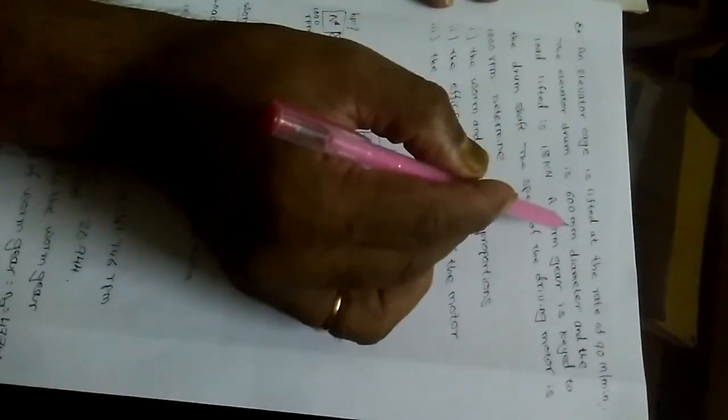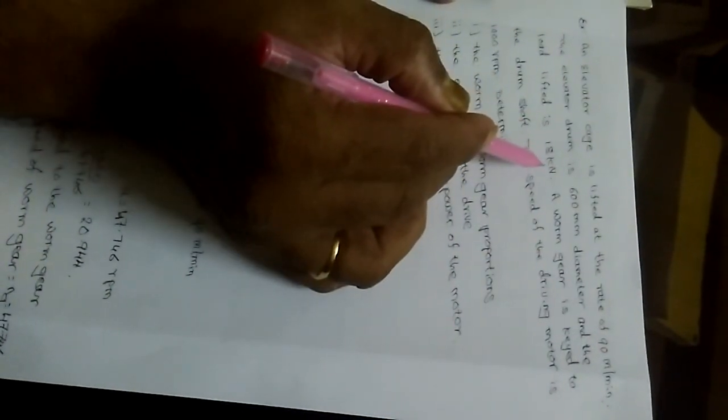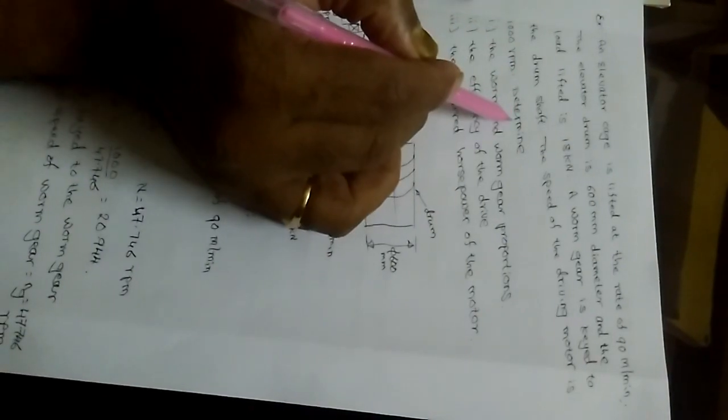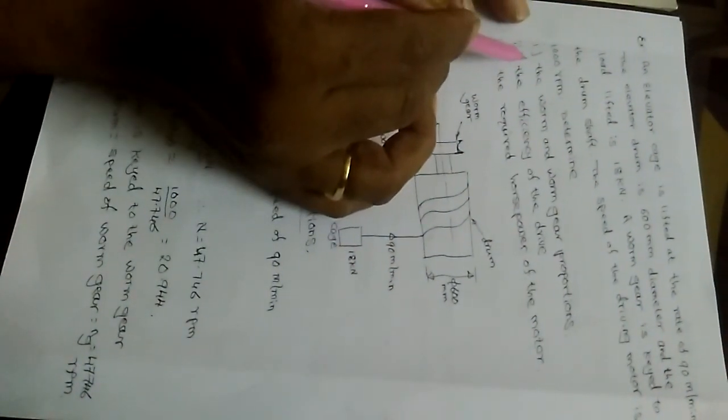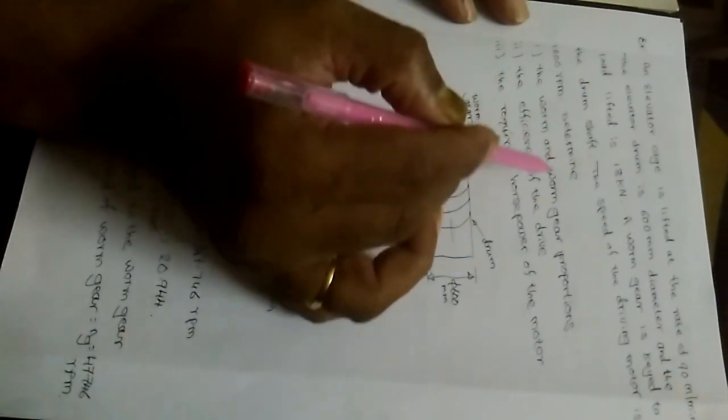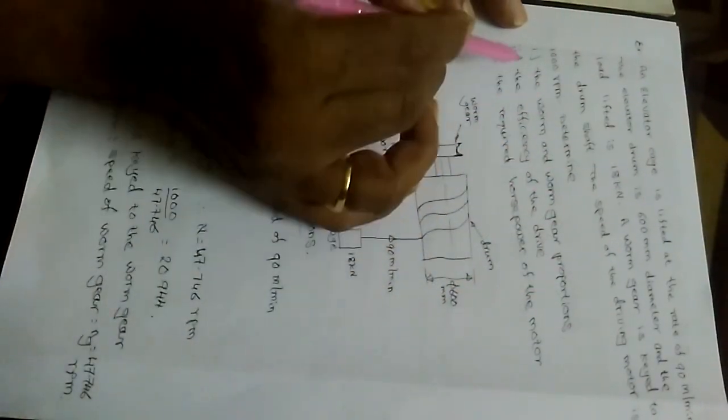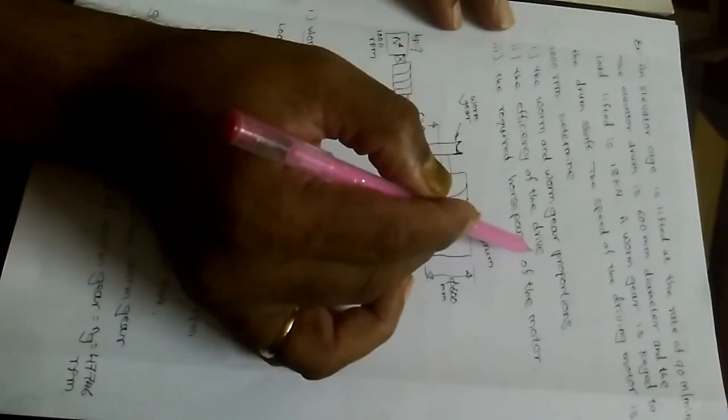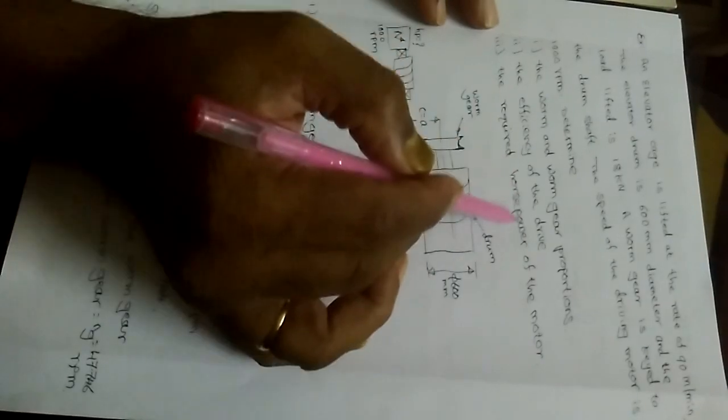An elevator case is lifted at the rate of 90 meter per minute. The elevator drum is 600 millimeter diameter and the load lifted is 18 kilonewton. A worm gear is keyed to the drum shaft. The speed of the driving motor is 1000 rpm. Determine, there are three sub questions. Number one, the worm and worm gear proportions. Second one, the efficiency of the drive. Third one, the required horsepower of the motor.